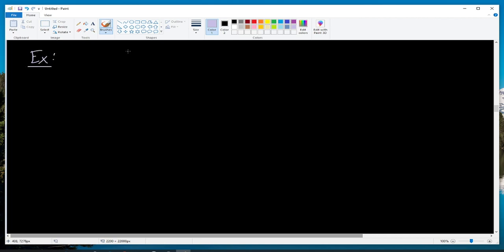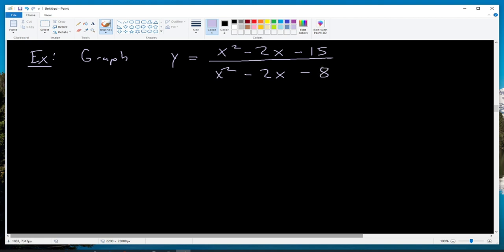Let's say we want to graph it again, and let's say we have y equals x squared minus 2x minus 15, all that over x squared minus 2x minus 8. So we want to graph this expression. Again, we have to find x-intercepts. So that's who makes the top equal to 0.